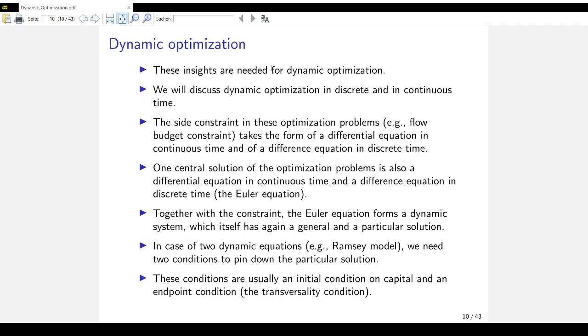So what we will typically encounter in these types of problems is an initial condition on the capital stock, so where the system starts, and an endpoint condition where the system ends, also on the capital stock. And these two conditions then allow us to pin down the unique optimal consumption path over time, for example, in the Ramsey-Cass-Koopmans model that we will have a look at later on. And this endpoint condition has a name, and this is the transversality condition, as we will see later on.